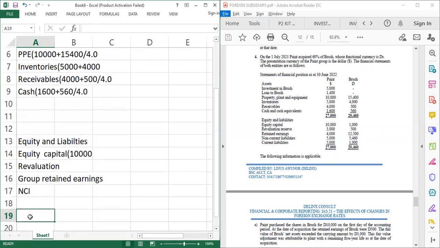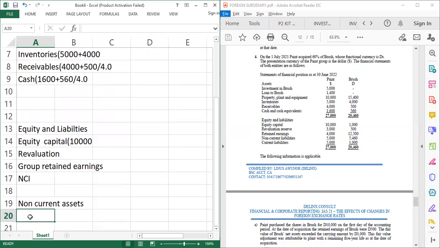So we leave space. Then we now come to non-current assets, and also to current assets. For non-current assets, there is some issue about a loan over there, so I will do only the parent's own 5,000 plus the subsidiary. I'll just put the figure there because there's some issue about the loan.